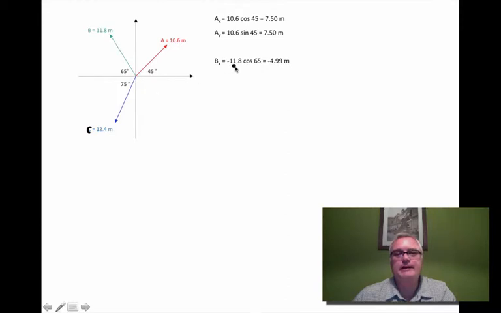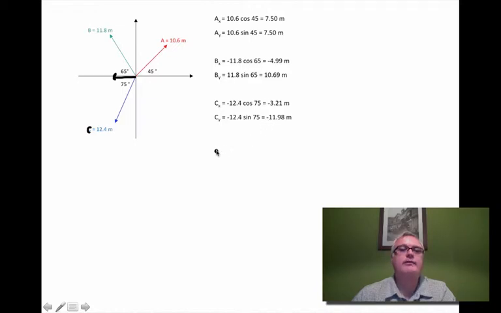Because it's 45 degrees, the two components are the same magnitude. For vector b, we have to remember that the x component of b is already in the negative direction. So we have to include this negative sign, negative 11.8 times cosine of 65. The x component then is negative 4.99. The y component is positive. And for vector c, again, the x component is negative, and the y component is also negative. So I've broken each of these vectors up into their x and y components.